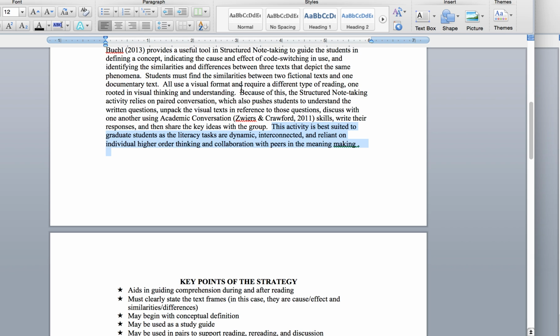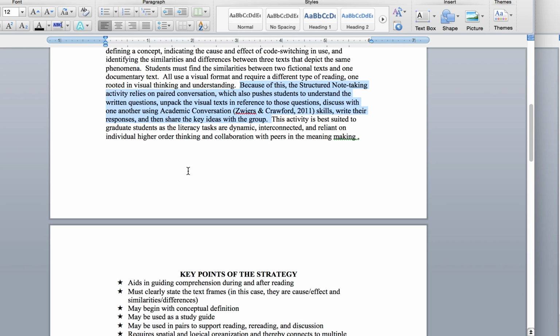So in the structured note-taking activity that I'm going to show you in a moment, you have to do paired conversation, you have to define code switching within those pairs, you have to unpack the visual text in reference to the questions, understand those questions, of course, discuss with one another using academic conversation skills, write your responses, and then share the key ideas with the group. It's a lot. These are significant literacy demands, but they're appropriate for graduate students.